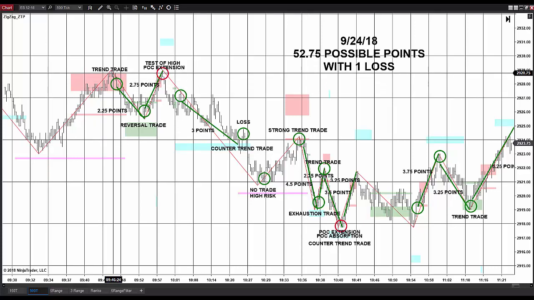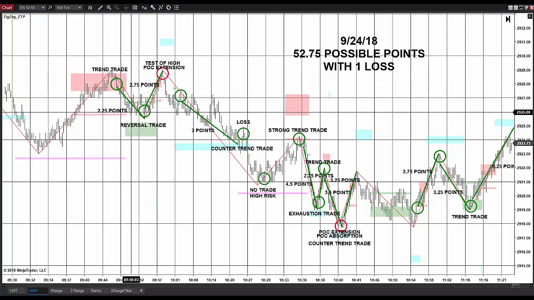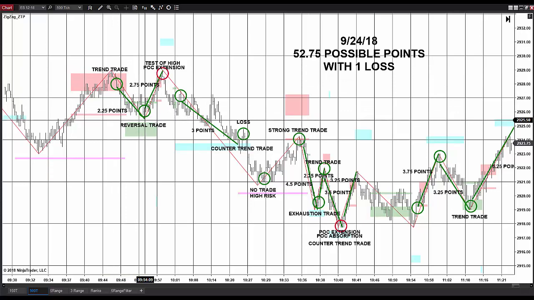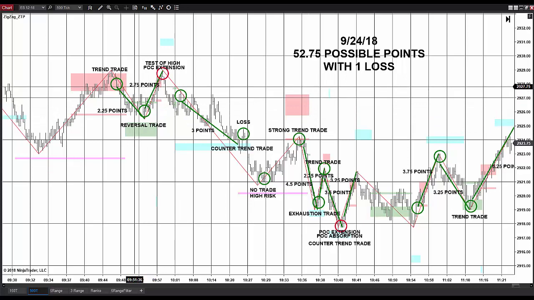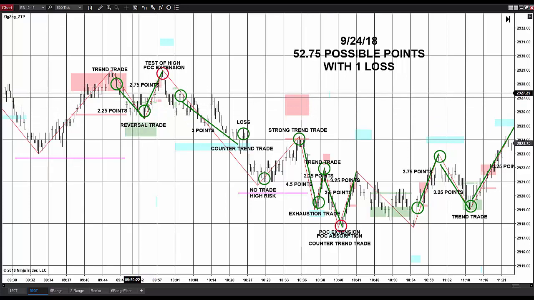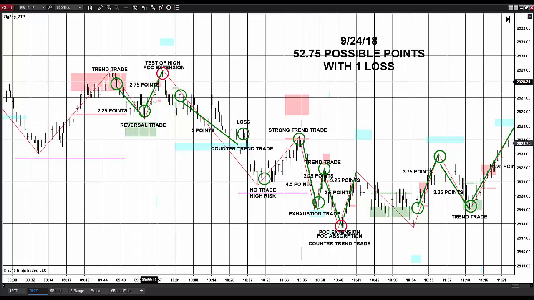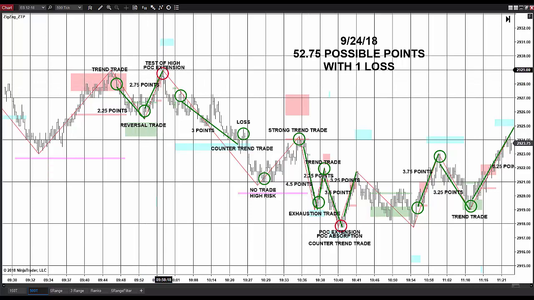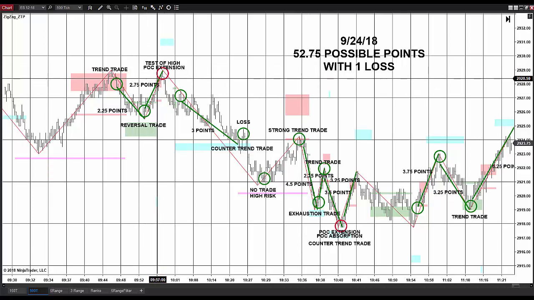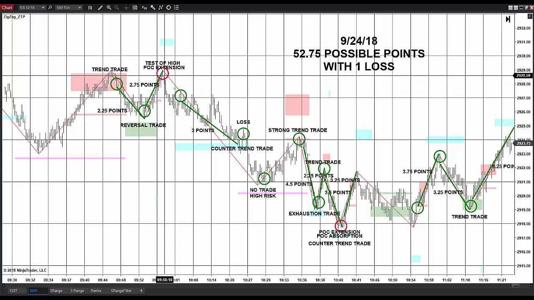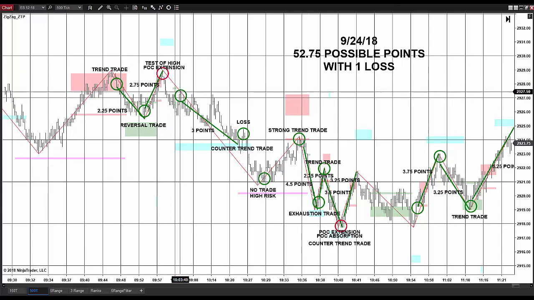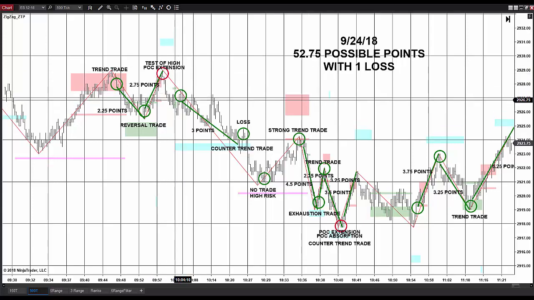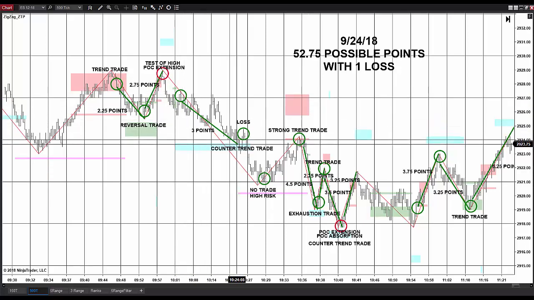Because of the adverse excursion to the trend trade, we would then be looking for the reversal trade, which is going to happen right here. And this trade itself was good for another 2.75 points until we get up to the test of this high. At the test of the high, we developed a POC extension, and at this point here, we developed the proprietary trading signal, and that we took for another 3 points.